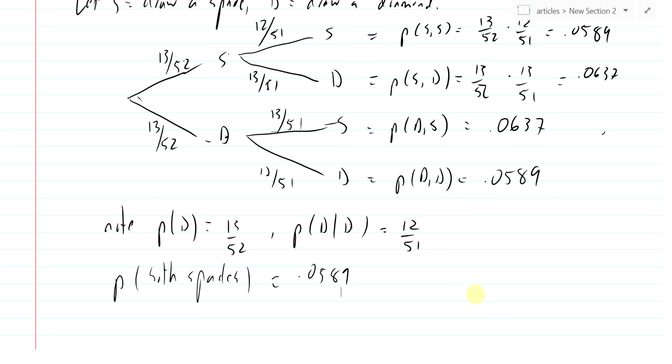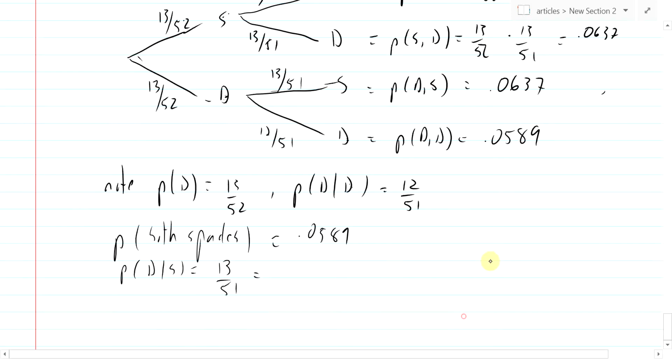What's the probability that we get a diamond given that we have a spade? Well, as we pointed out, spade first and then diamond, that's 13 over 51. So that conditional probability is 13 over 51, whatever that happens to turn out to be.